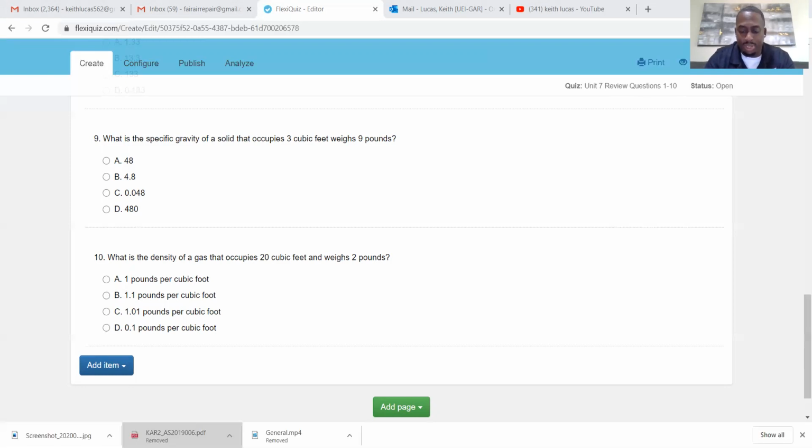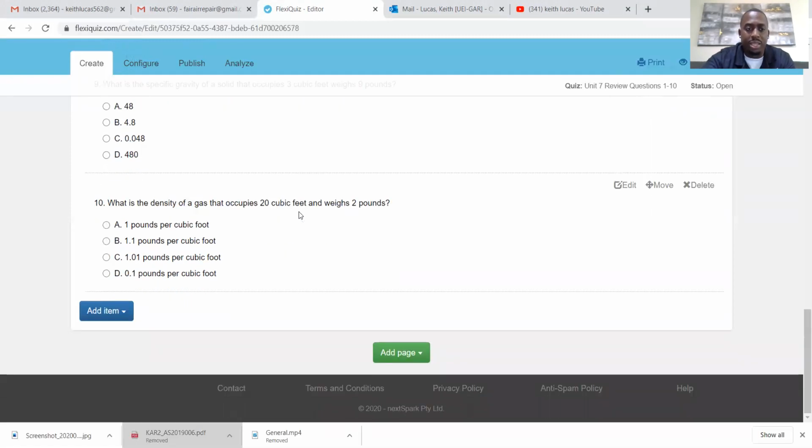And I can't do this in my head, so I got my calculator. So 3 divided by 62.4 gives us a specific gravity of, let me just go back. Right here in green, that's our formula to find the specific gravity of a solid. The density of that solid was 3. We divided it by the density of water, which is 62.4, and it gave us a whopping 0.048. So on number 9, the specific gravity of a solid that occupies 3 cubic feet and weighs 9 pounds is C, 0.048.